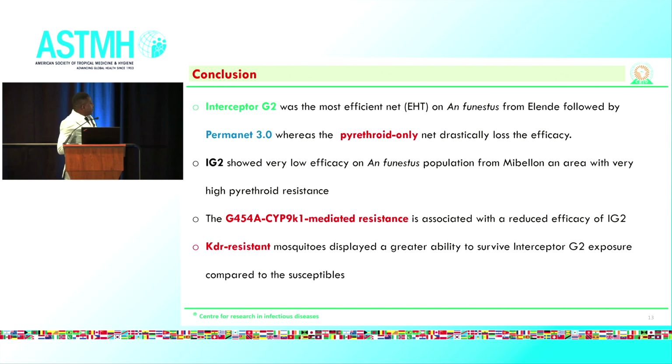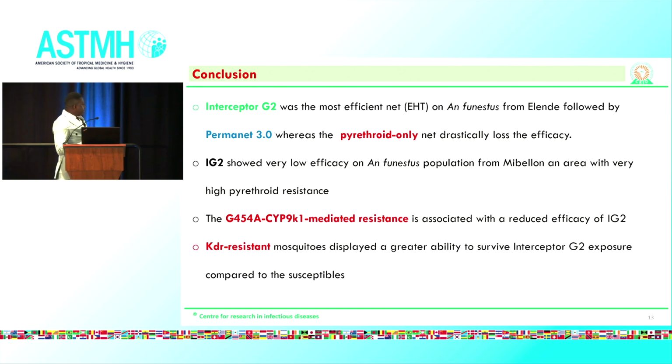So what we can say here is that Interceptor G2 was very efficient on Anopheles gambiae from Elende, and PermaNet also was very efficient, whereas the pyrethroid-only net lost drastically its efficacy. IG2 showed very low efficacy on the Anopheles gambiae population from Libelon, which is an area with very high pyrethroid resistance. And this is partially due to the marker as we saw. And also, resistant mosquitoes display a greater ability to survive Interceptor exposure compared to the susceptible.